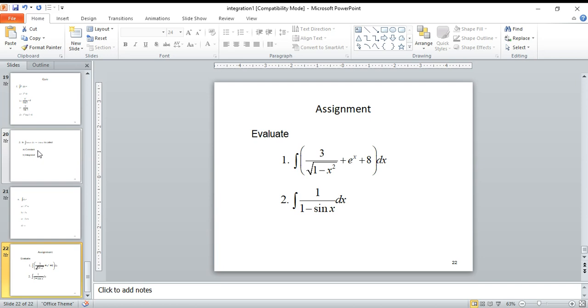It is also an easy question. So learn all these formulas by heart and do the assignment. I will tell you different types of integral formulas in the next class. Okay, thank you.